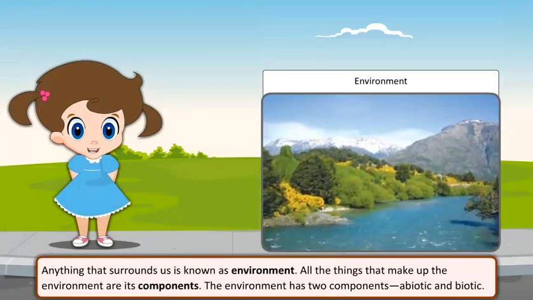Anything that surrounds us is known as environment. All the things that make up the environment are its components. The environment has two components, abiotic and biotic.